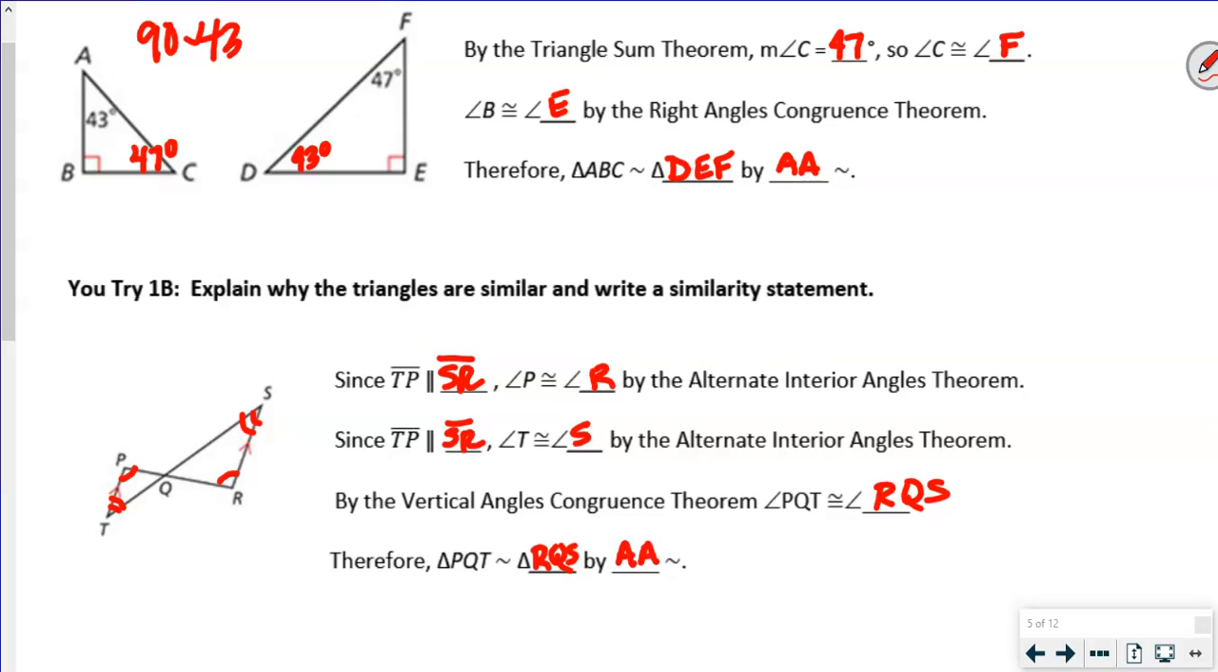Now, the reason why we only put two angles, y'all, is because if two angles of one triangle are congruent to two angles of another triangle, then the third angles have to be congruent.